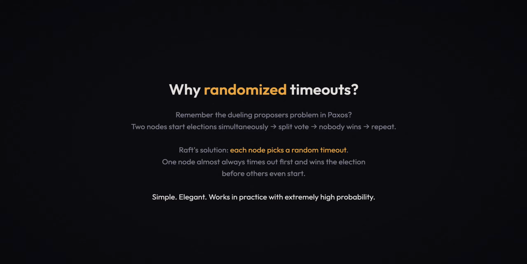Randomized election timeouts. Each node picks a different random timeout. One node will almost always time out first. It starts its election and wins before the other nodes even realize the leader is gone. In the rare case of a split vote, each candidate picks a new random timeout and tries again. The probability of repeated split votes drops exponentially. Simple, elegant, and it works with extremely high reliability in practice.